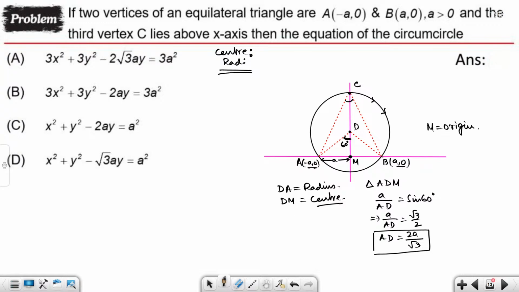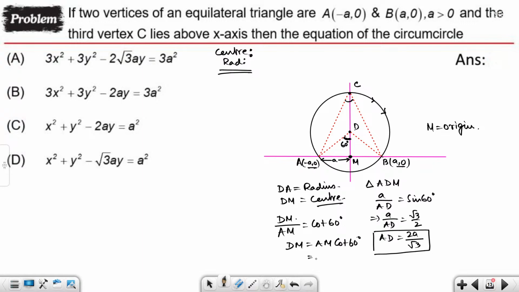So you got AD, means you got the radius. Now I have to find out the center. For that, I have to find out what is DM. So again, DM over AM is cot 60 degrees. Right? So what is DM? It's AM cot 60 degrees.